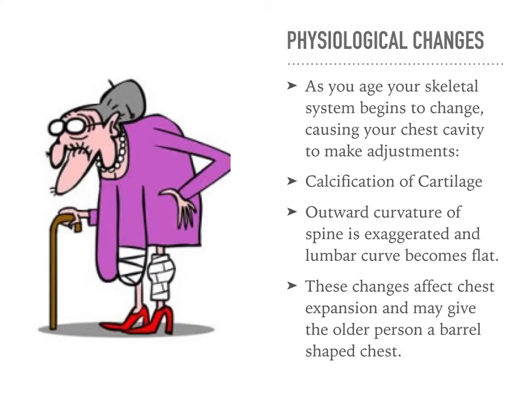So, initially, we have physiological changes in the elderly, and that includes the skeletal system beginning to change, causing your chest cavity to make adjustments. So, we have calcification of cartilage, which really happens, especially if you have osteoporosis, which women are more predisposed to. And then you have the outward curvature of the spine, which becomes more exaggerated, and the lumbar curve becoming flat. And you can see in the photo how we have kind of the hunchback picture. And these changes affect chest expansion, and they may give the older person a barrel-shaped chest. So that also can cause them to have to use their accessory muscles to breathe just normally and get a normal amount of oxygen in.